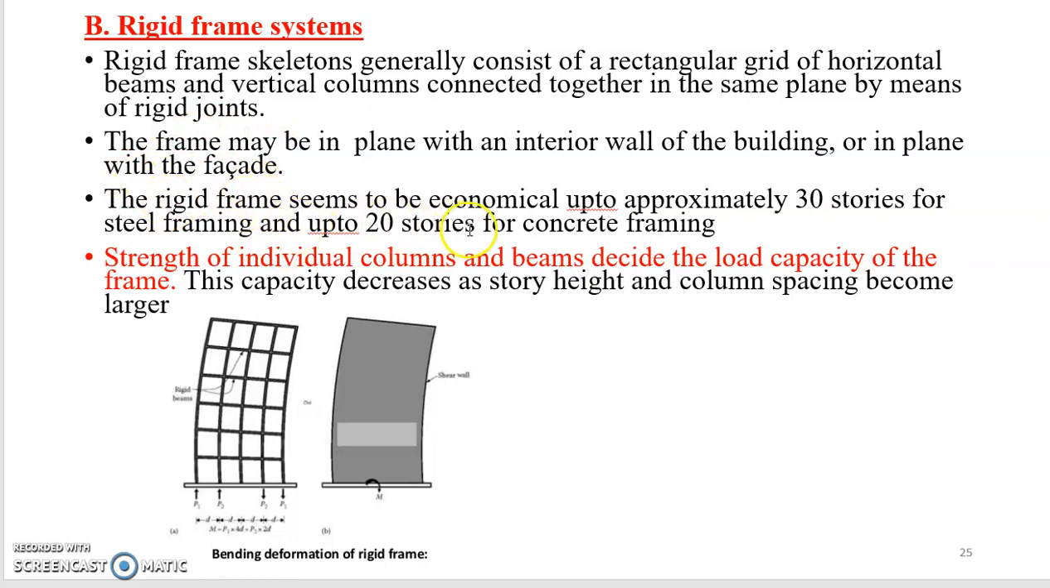The rigid frame seems to be economical up to 30 stories for steel frames, and it is economical only up to 20 stories for concrete frames. The strengths of individual columns and beams decide the load carrying capacity of the frame.